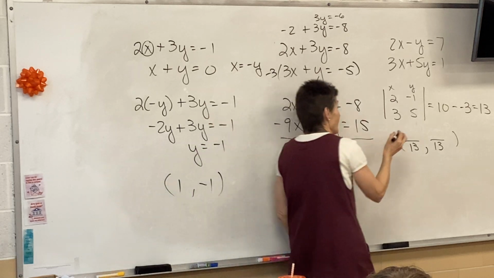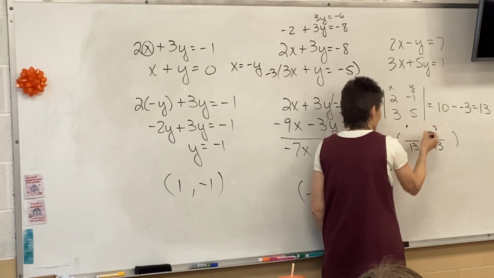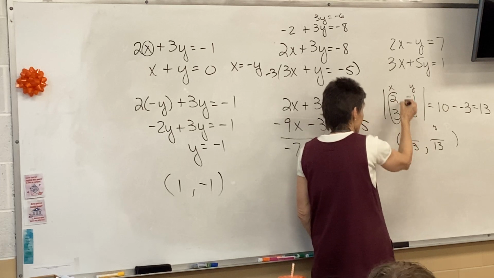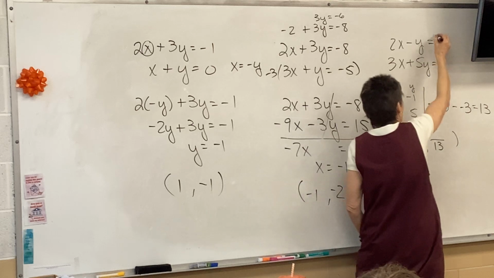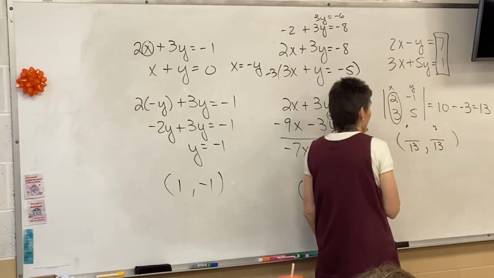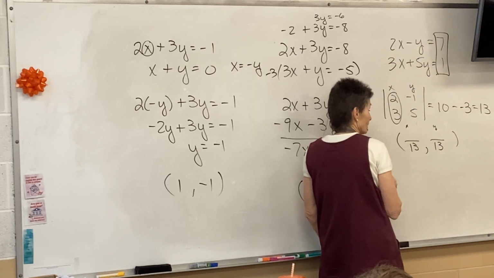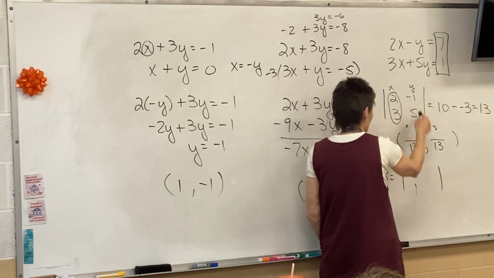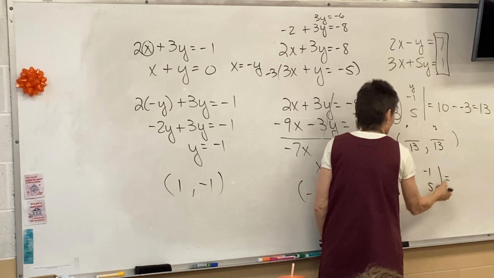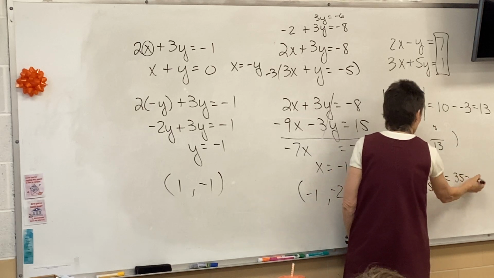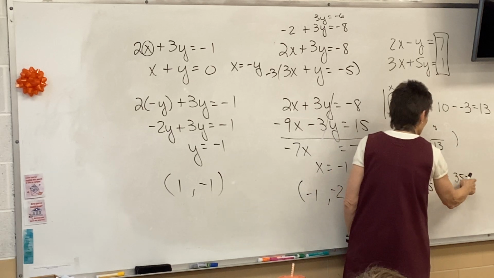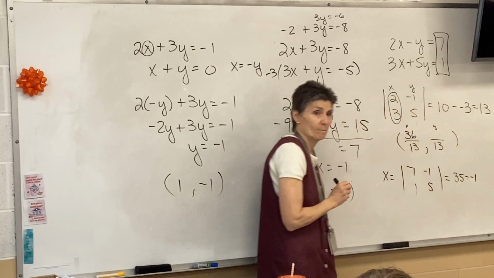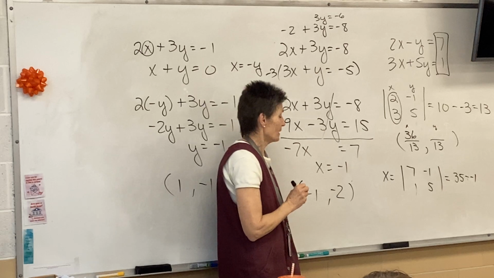Now, to find my x numerator, these are the x's right here. I'm going to cut out the 7 and the 1 and put them right here. So that's going to be a 7 and a 1 right here, and then of course my negative 1 and 5. 35 minus negative 1. I got 36. Yep. That looks familiar.